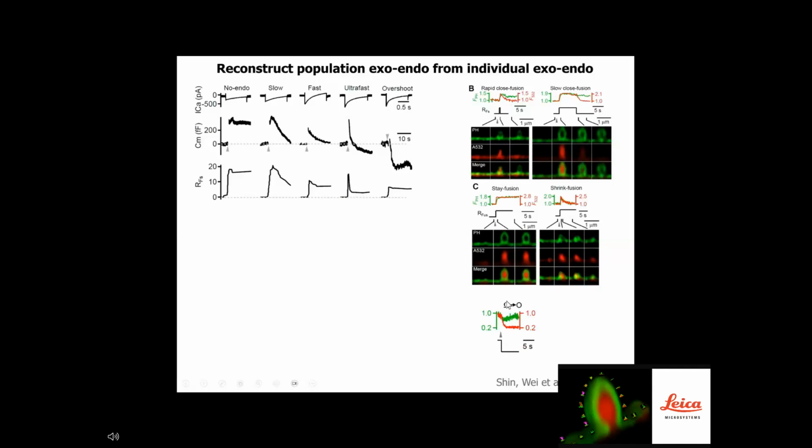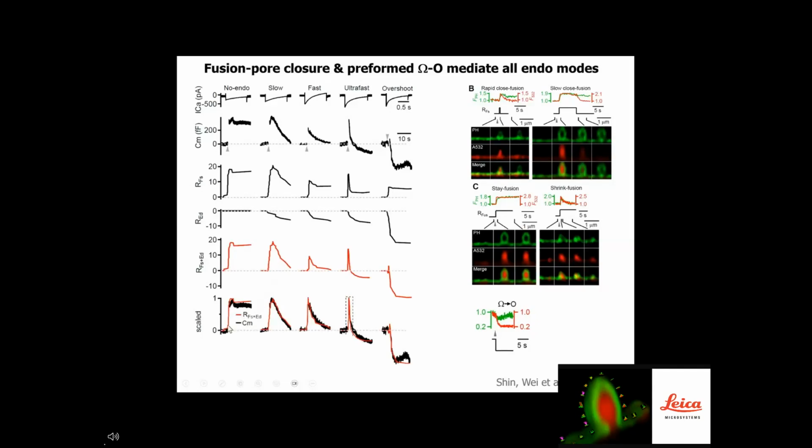We also recorded the preformed omega pore closure by giving a down step here, and we sum all of them together in each of these cells. These are the number of events that we recorded from cell bottoms. So we see the decay here, and that's because of the preformed closure in each cell. Then we sum these two reconstructed traces together, we get this red trace that closely resembles the whole-cell recorded capacitance trace in the same cell.